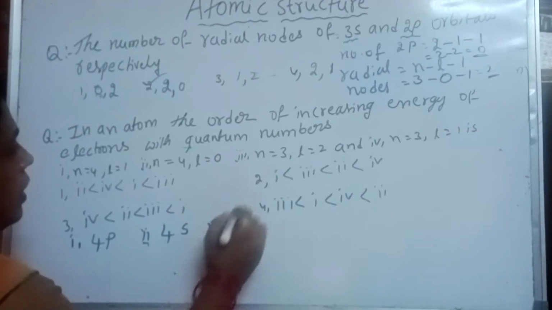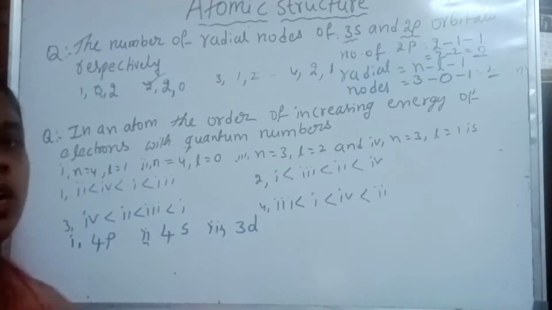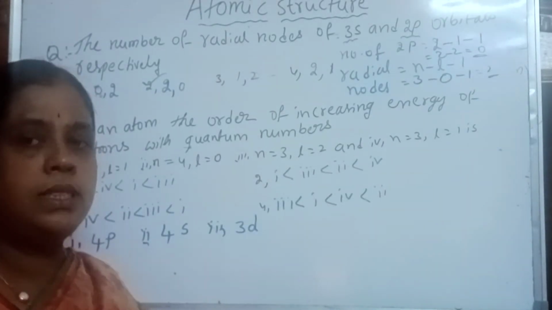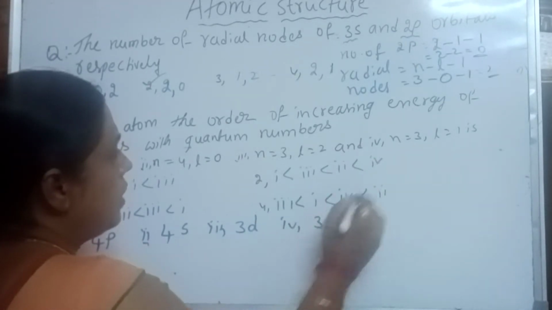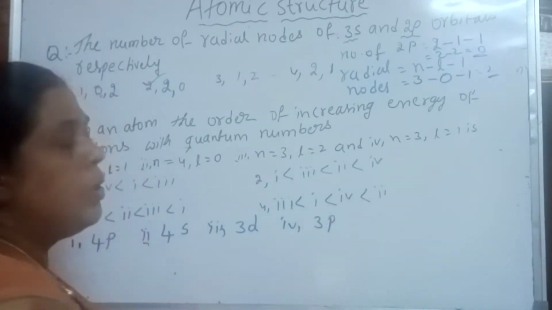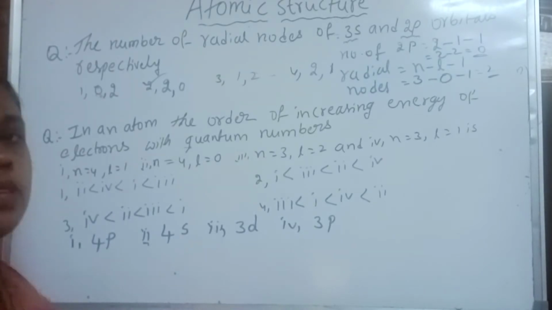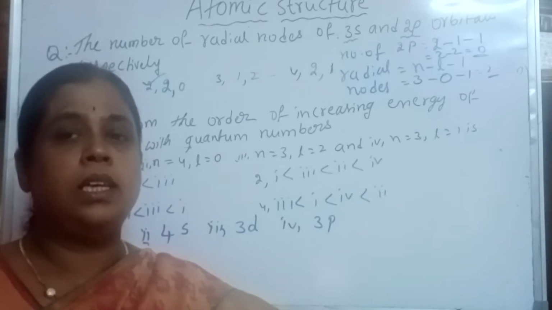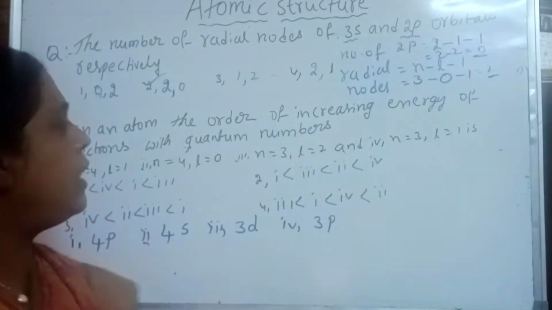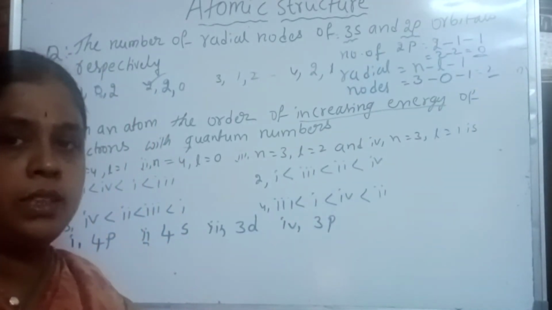Then the third one, n is equal to 3, L is equal to 2 means d orbital. Generally for d orbital, L is equal to 2. And for the fourth one, n is equal to 3, L is equal to 1 means p orbital. So based on the quantum numbers, we can first write the orbitals. So what is the question here, you have to understand. We have to write the increasing energy. Increasing energy of electrons means increasing energy of orbitals. You have to understand that.